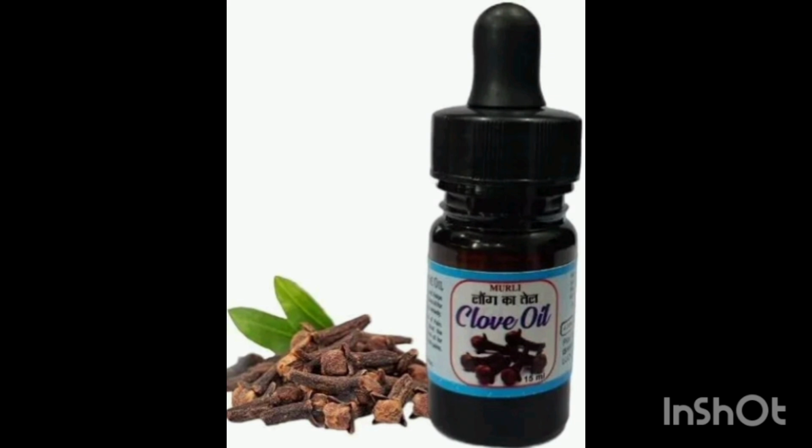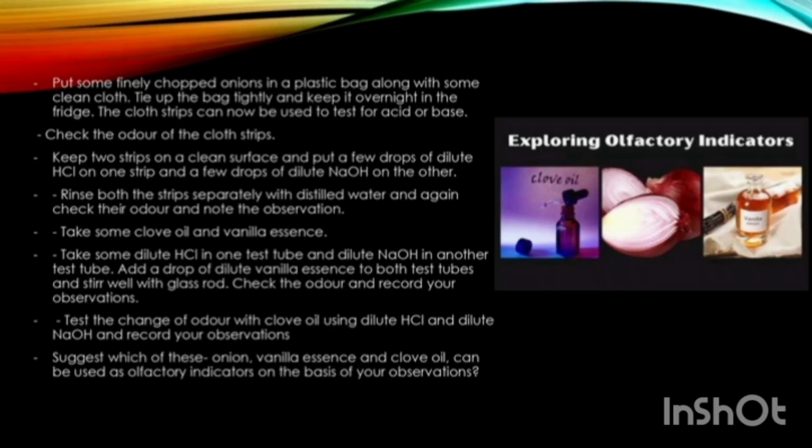Now, take some clove oil and vanilla essence. Take some dilute hydrochloric acid in one test tube and dilute sodium hydroxide in another test tube. Add a drop of dilute vanilla essence to both test tubes and stir well with a glass rod. Check the odor and record your observation. Test the change of odor with clove oil using dilute hydrochloric acid and dilute sodium hydroxide and record your observation.